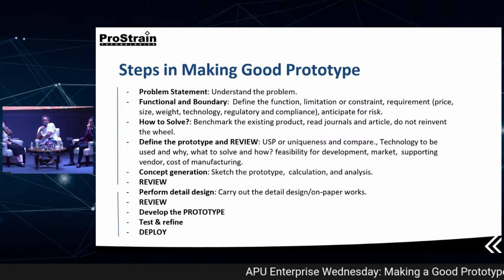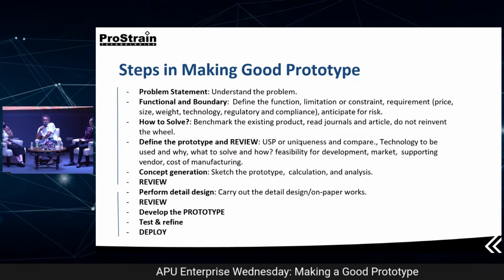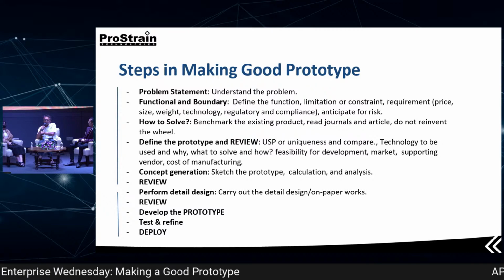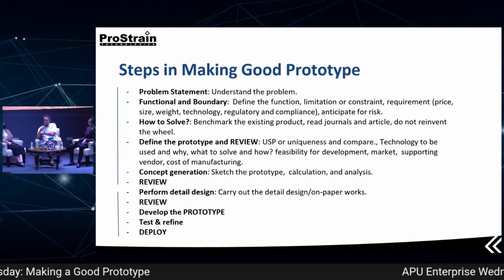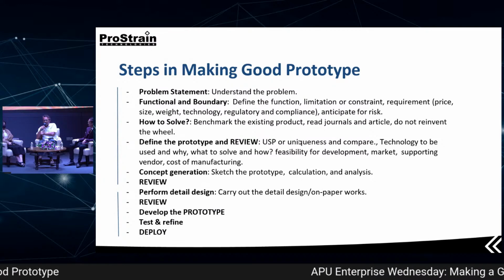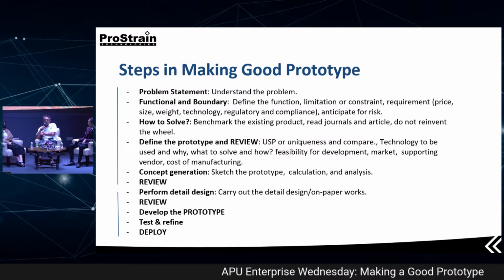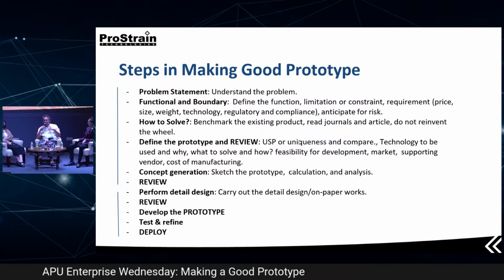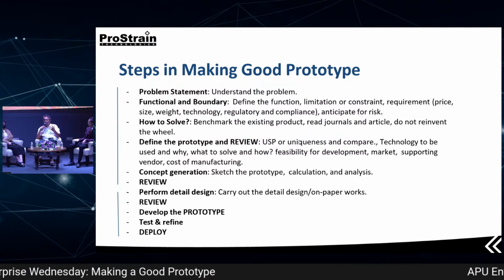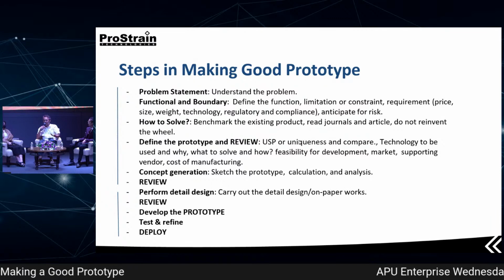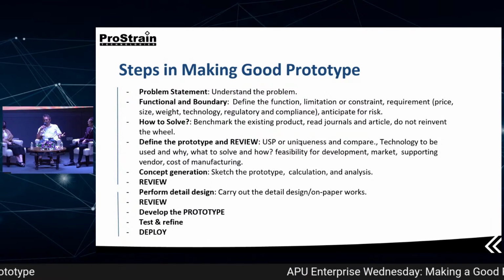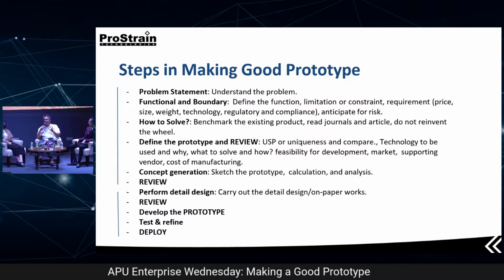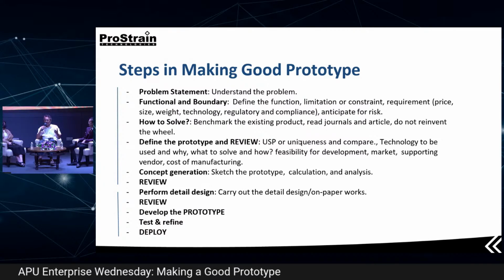I was in the R&D company Proton back then in 2004. We were developing Proton Persona, Proton Saga, Exora. Whenever we make a prototype, normally we go stage by stage. So we have to define the problem, which means what the customer wants. Customer wants this kind of car, this kind of shape. And then we define what the functional requirements are.